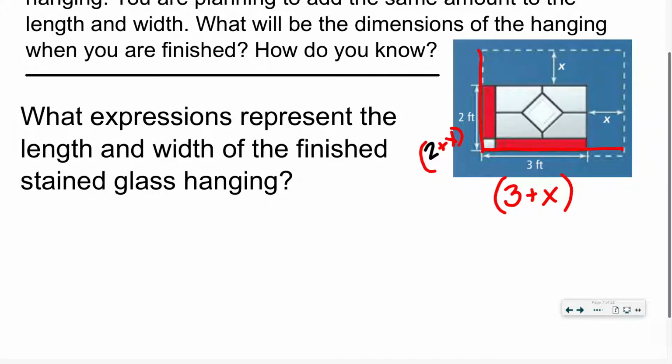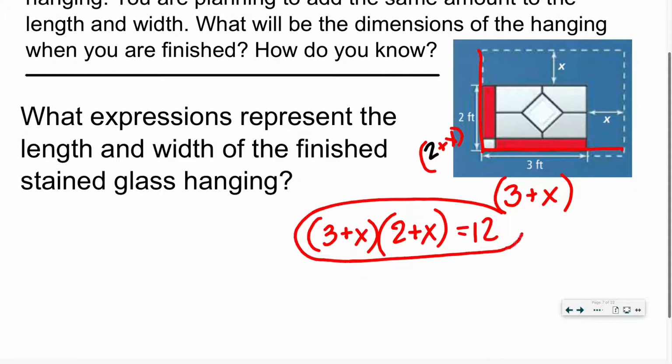Yeah, we can distribute, because to find the area of a rectangle, what do we do? Yeah, we multiply our length times our width. And what do we know the total is going to be here? It's going to be 12. Could you think of a value that would work? What could x be? What am I going to add to each side? 1. Yeah, we can add 1.